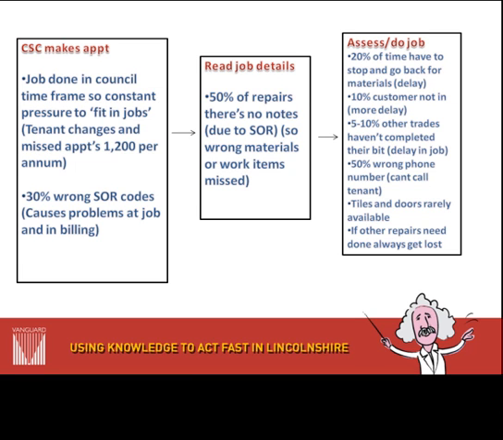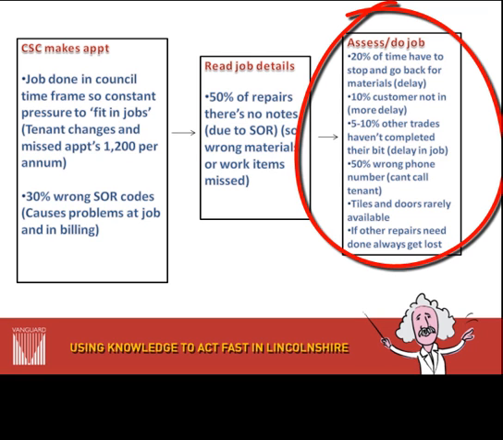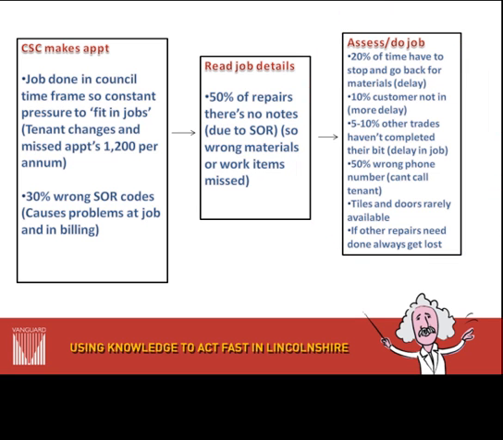And in terms of actually the assessment of the job, 20% of the time, because of the poor description, the tradesmen have to go back, get the materials, or they have to stop and rebook the job in. 10% of the time the customer is not in. 5 to 10% of the time other trades haven't completed their bit, so there's delays. 50% of the time there's a wrong phone number. Those are rarely available, and if a follow-on call has to be booked, then the repair always gets lost every single time.